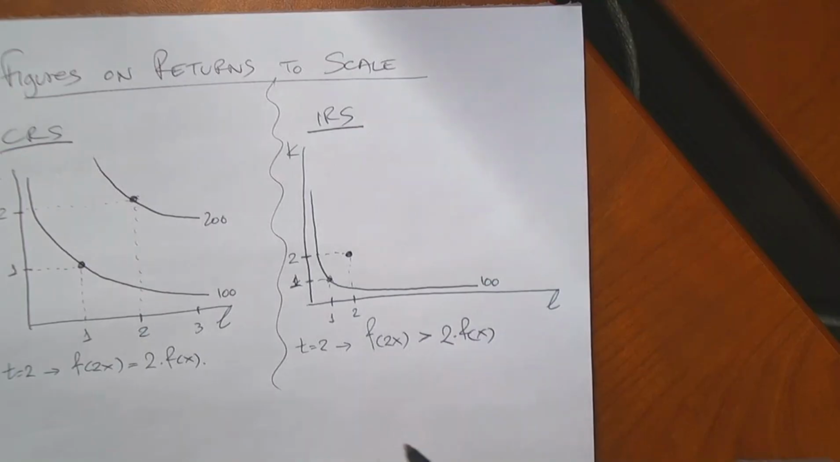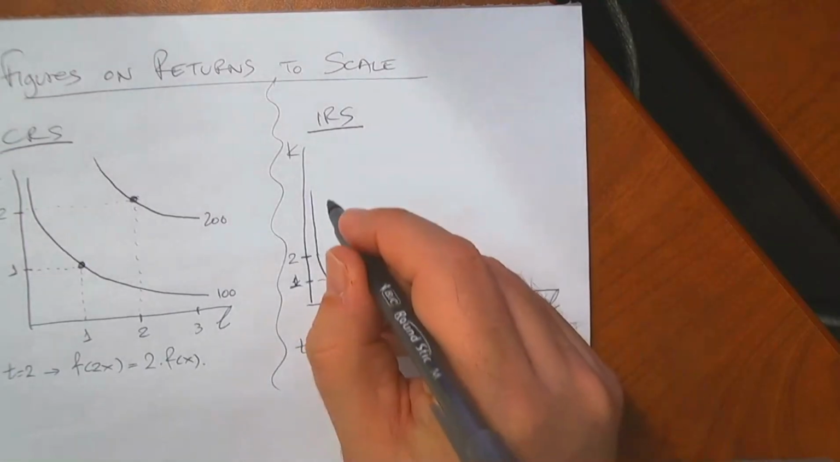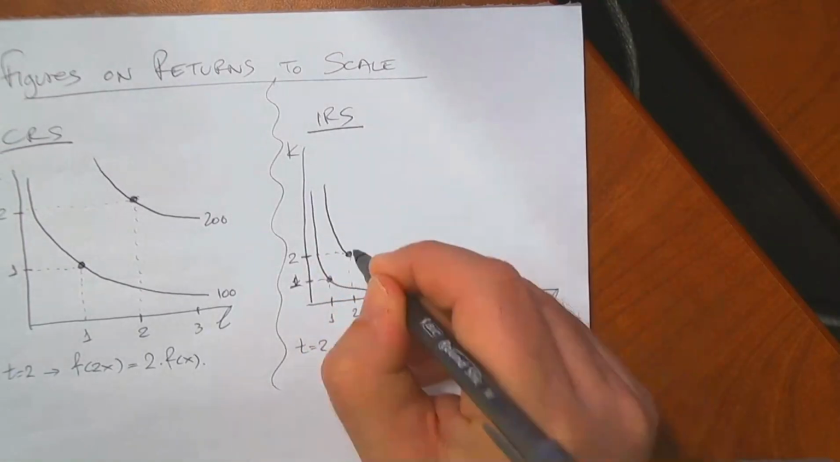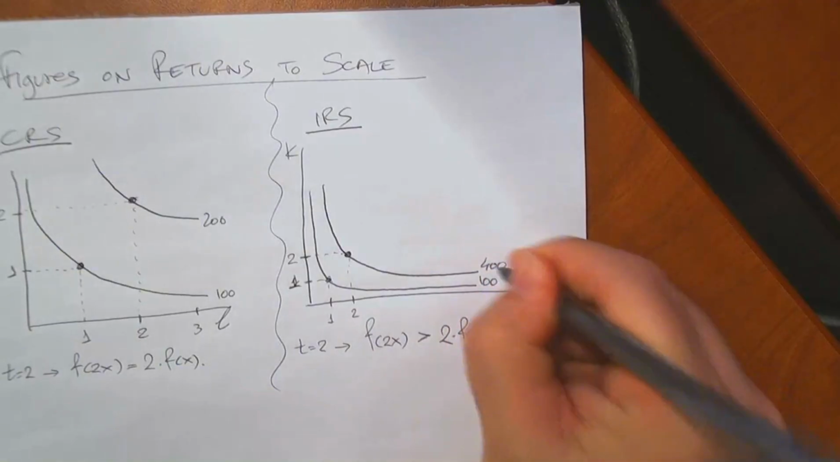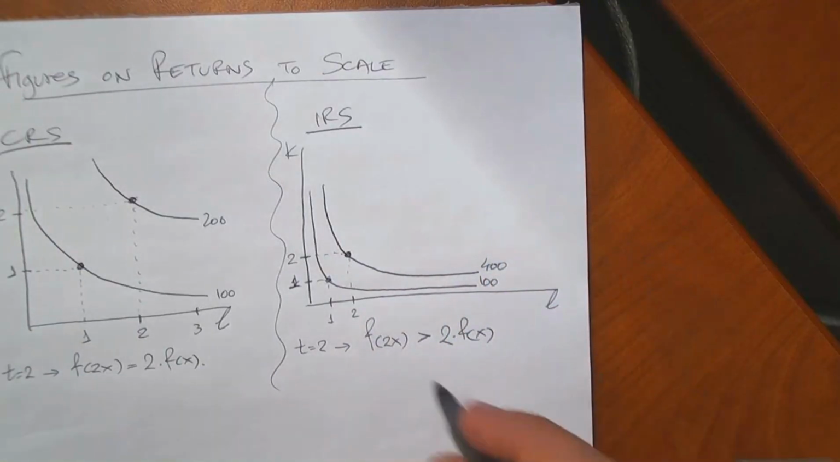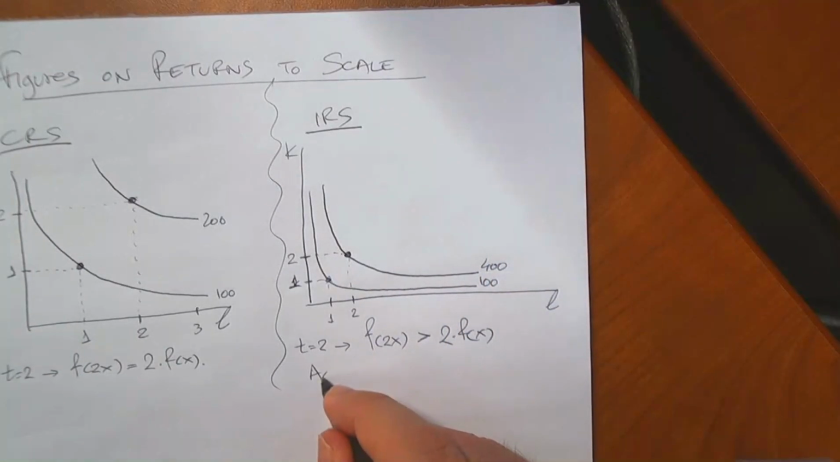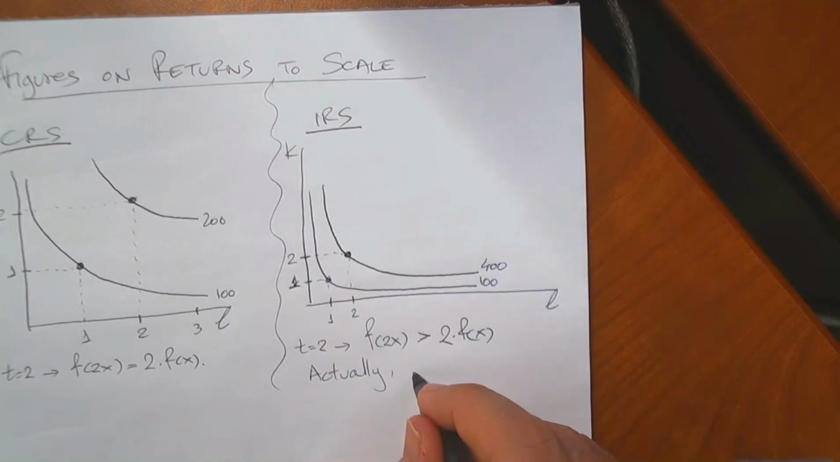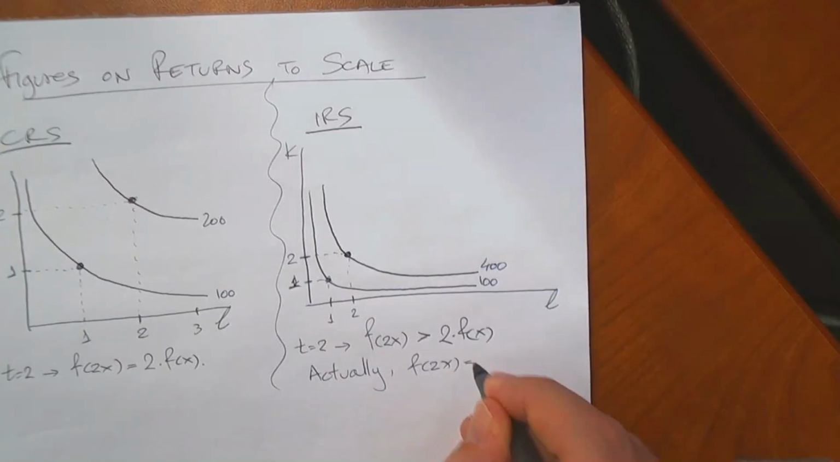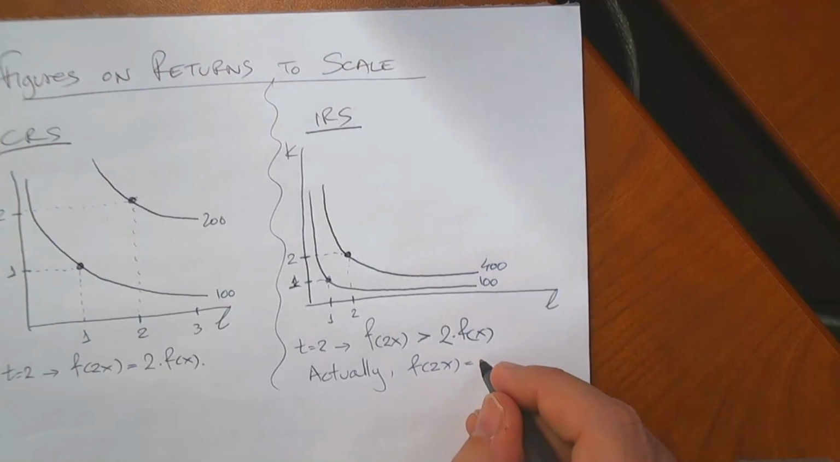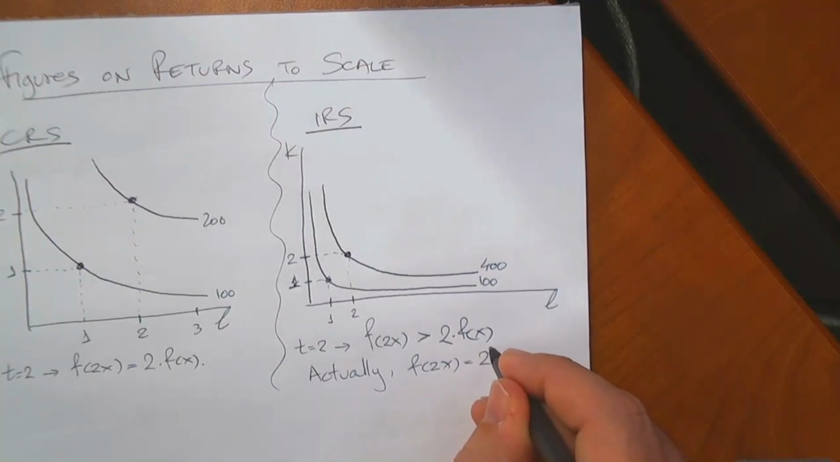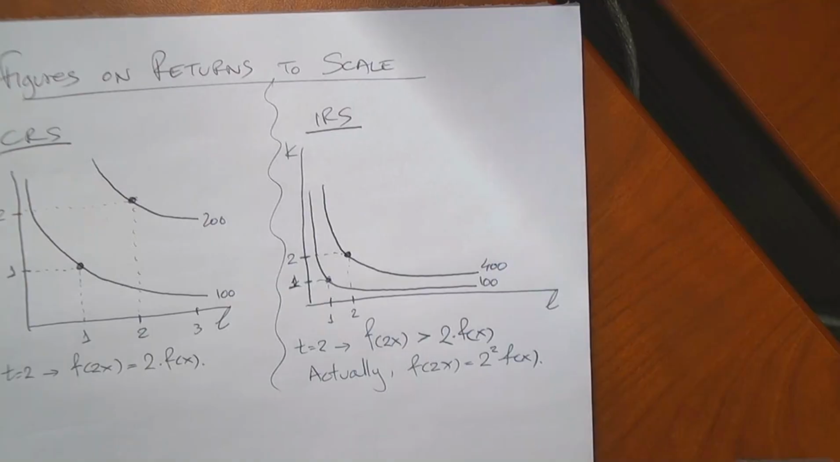What if we say that this is 400? That satisfies our definition, right? So in this particular case, I would say you would have f of 2x being equal to 4 times 2 to the power of 2 f of x, homogeneous of degree 2, I would say, right? What if we did t is equal to 3?